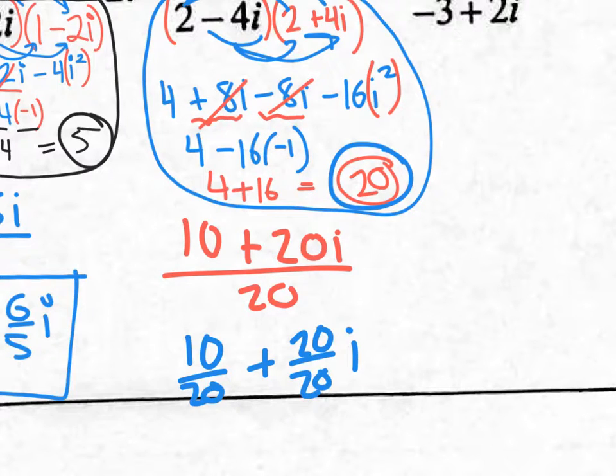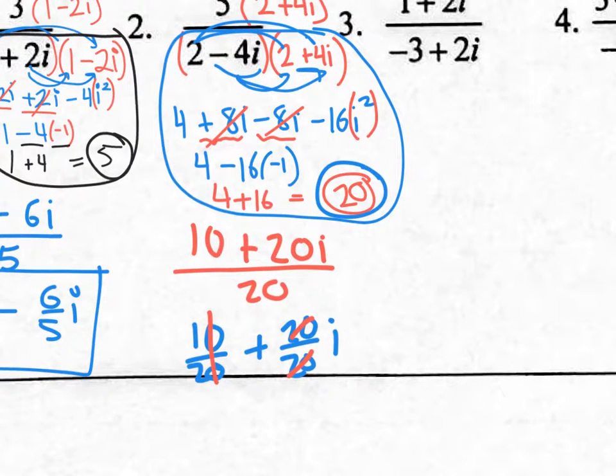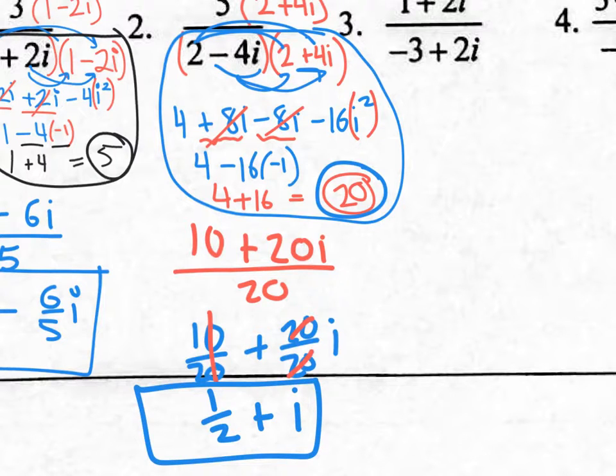So could we do anything else? Yeah, you could reduce the first fraction. That becomes 1/2. And 20 over 20 cancels. So your final answer for number 2 would be 1/2 plus i. 1/2 plus i. There will be one of these on the test Friday.